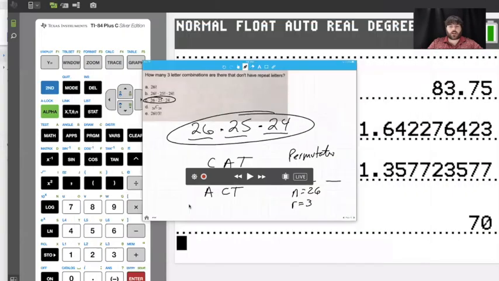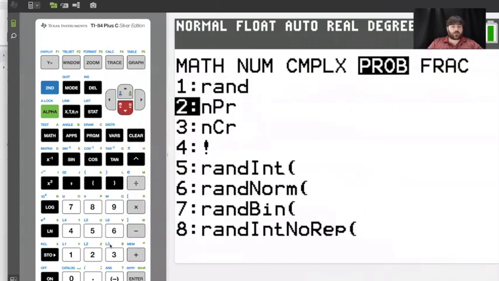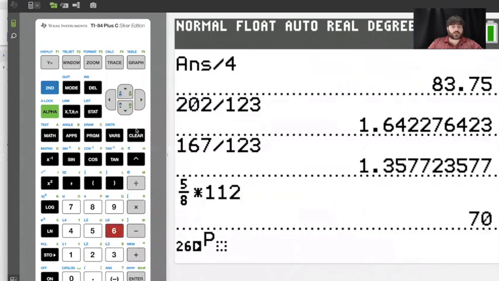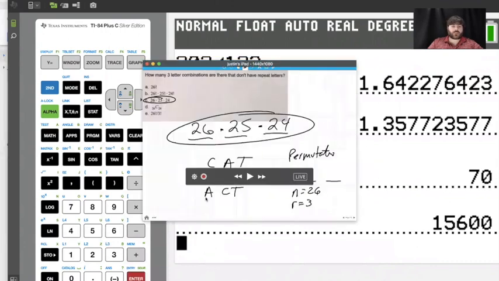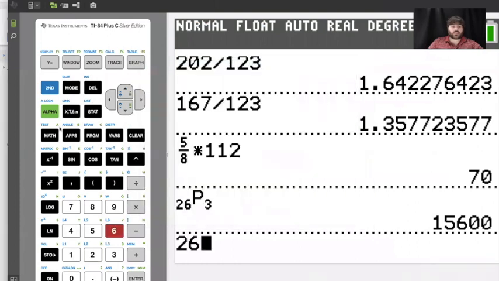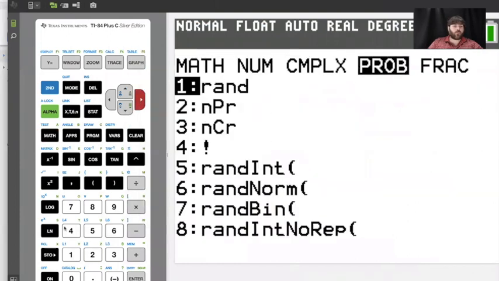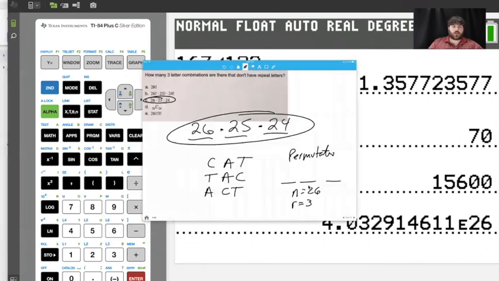So let's try this. Let's get our calculator. Let's do math over to probability, down to permutation, and let's do 26, choose 3. And that gives us 15,600. Now, of course, that doesn't make sense because we don't have any of these, but you could easily check them. 26 factorial, 26 math probability, number 4 factorial. That doesn't match. That's a huge number, that's 4.0 times 10 to the 26. That's 4 with 26 zeros. It's a big number. Not that one.